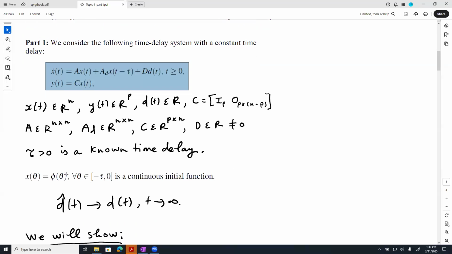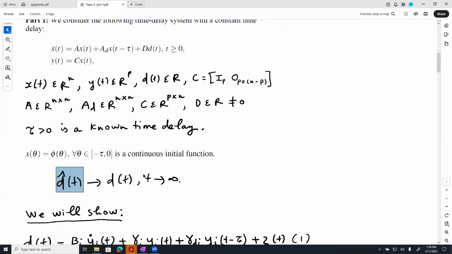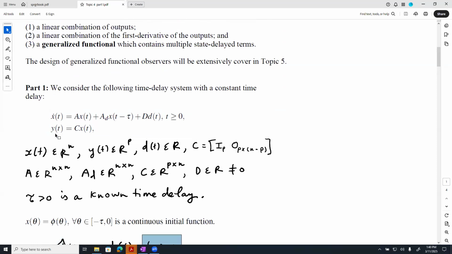And we also have a continuous initial function. That is a continuous function over the time interval from minus tau to 0. So we would like to estimate asymptotically the unknown input when time goes to infinity. This is just like in our previous topic, where now we have this extra term in there. So this is a time delay system with a constant known time delay.